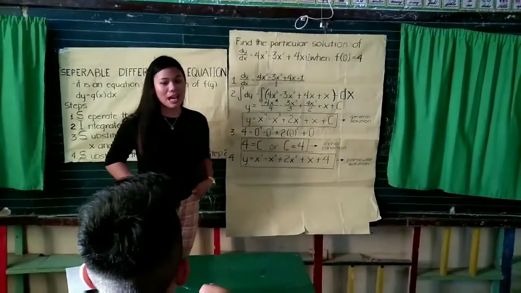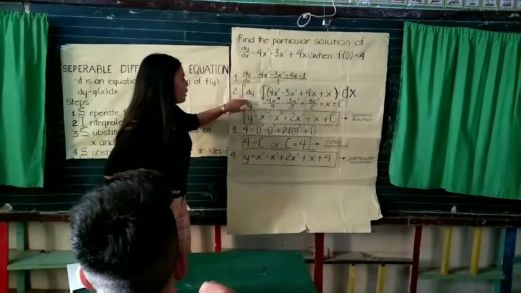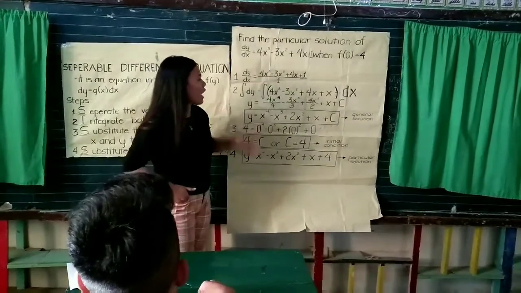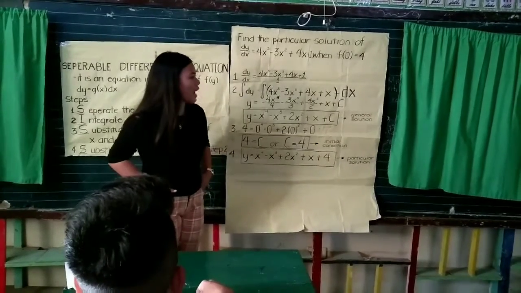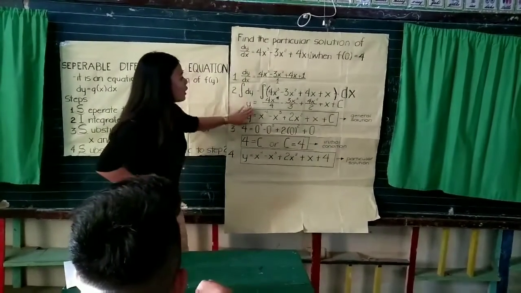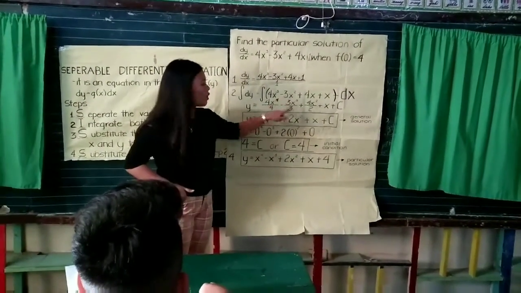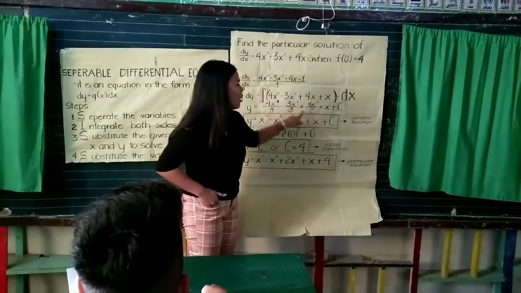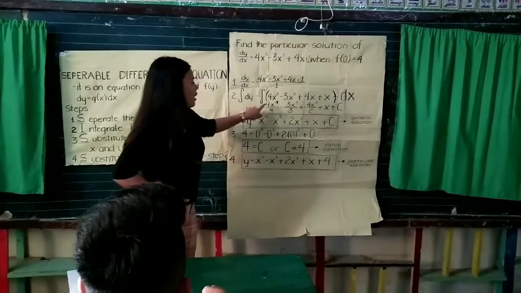In integrating both sides, we are going to put the integral sign. And that will give us the integral of dy equals the integral of the quantity 4x cubed minus 3x squared plus 4x plus 1 dx. And y equals 4x raised to 4 over 4 minus 3x cubed over 3 plus 4x squared over 2 plus x plus c.